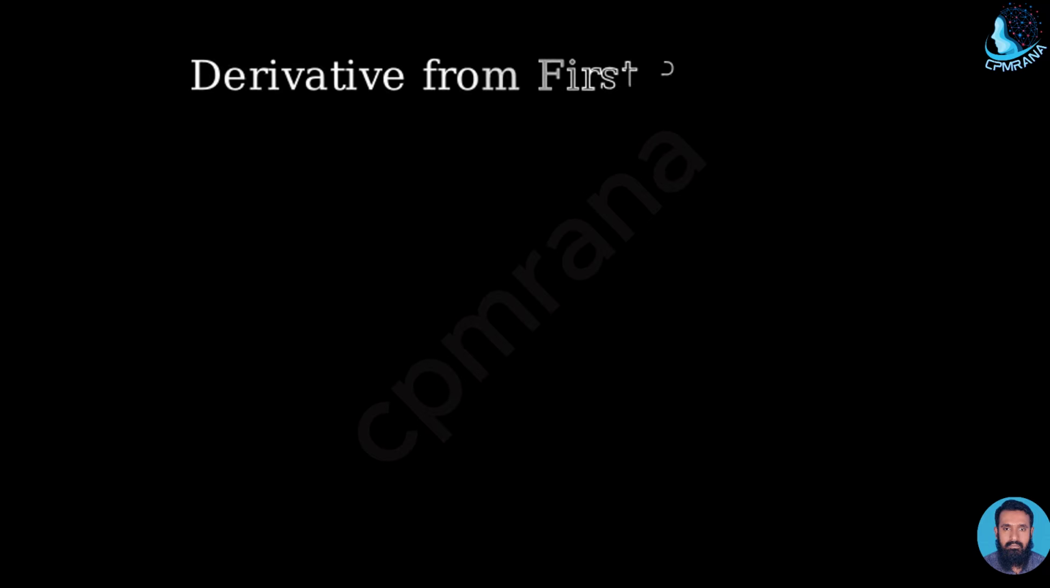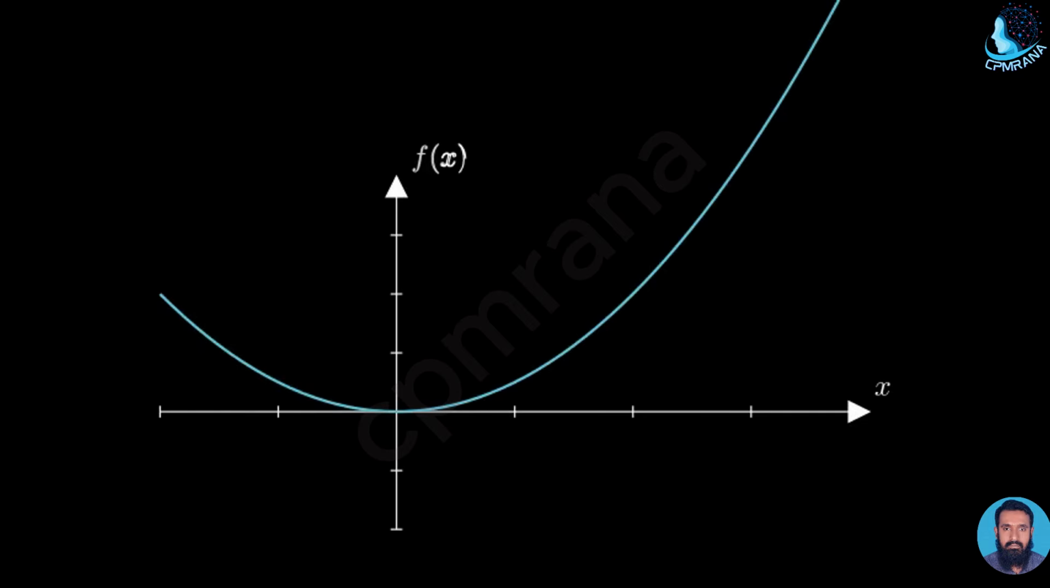Let's learn how to find the derivative of a function from first principles. This process is also known as finding the derivative from definition. Let's start by visualizing what a derivative means geometrically. Consider a function f of x.